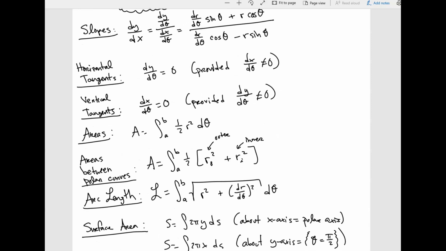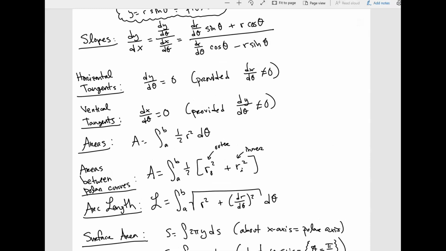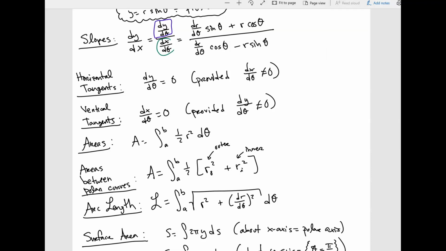Here we have horizontal tangents and vertical tangents. Basically, remember for horizontal tangents, you want to take the numerator of the slope formula and set it equal to 0, provided that the bottom part is not also 0. And to find the vertical tangents, you set the denominator equal to 0, provided that the numerator is not equal to 0.